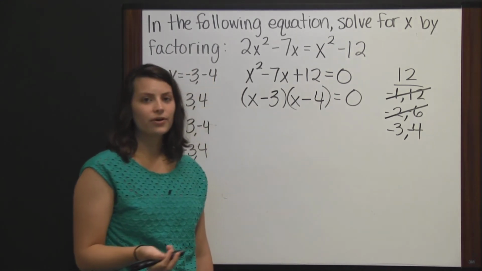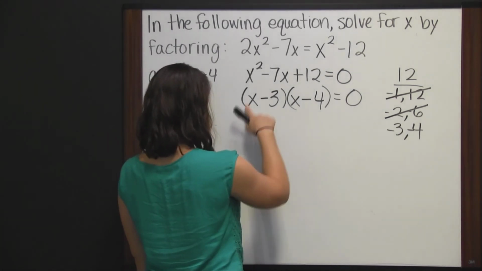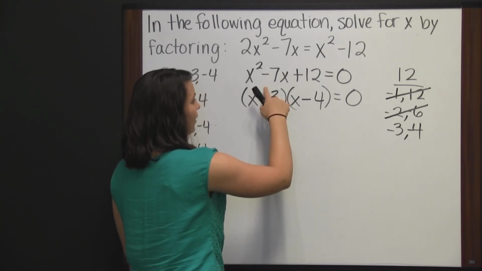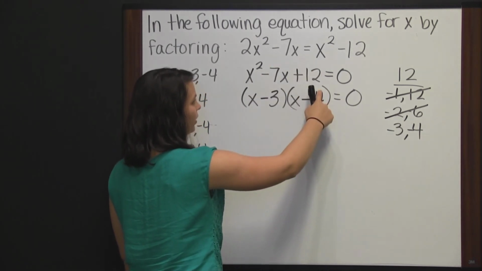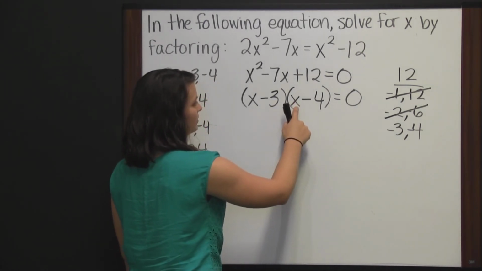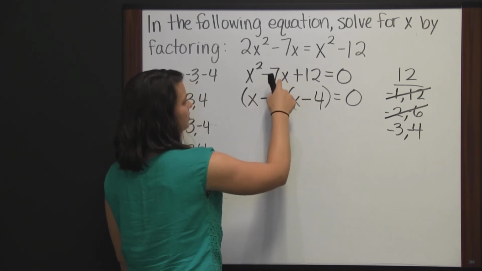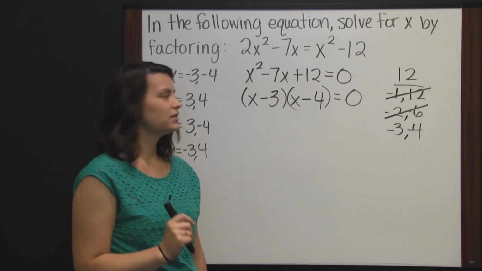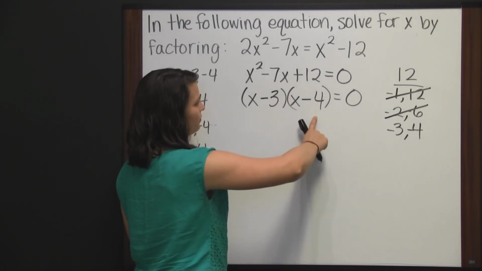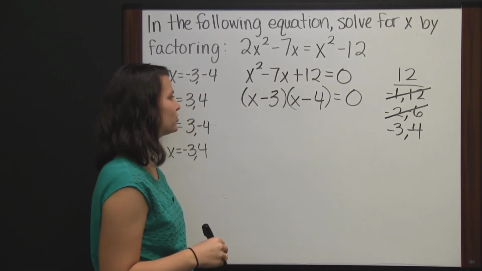And then if you just FOIL, you can check your answer to see if it's correct. So we do first times first, x times x, x squared. Outer, x times negative 4 is negative 4x. Then the inner, negative 3 times x, negative 3x. So you have negative 4x plus negative 3x, which is the middle term, negative 7x. And then finally the last, negative 3 times negative 4, which is a positive 12. So now we've checked and we know that we factored correctly.